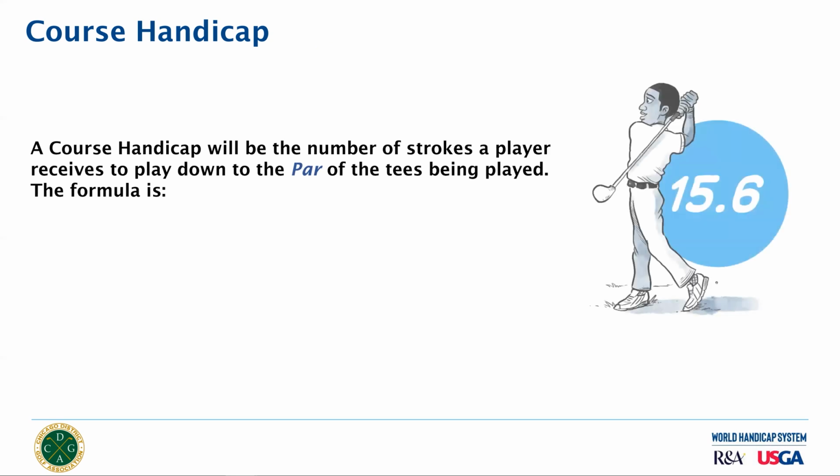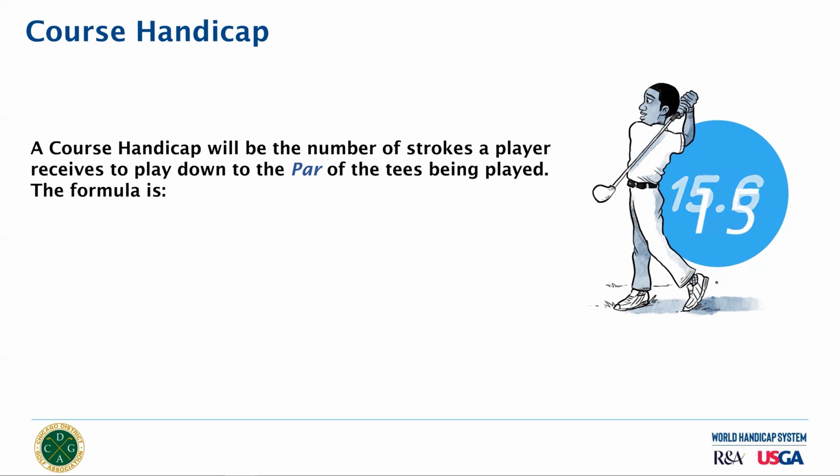Course handicap. This is a relatively new concept in that the course handicap will be the number of strokes a player receives to play down to par of the tees being played. You will see here that the word par is in italics, and that is because for the first time in many, many years, par has become part of the formula. And as you will see as we move through this, the term par will be used in several different points.